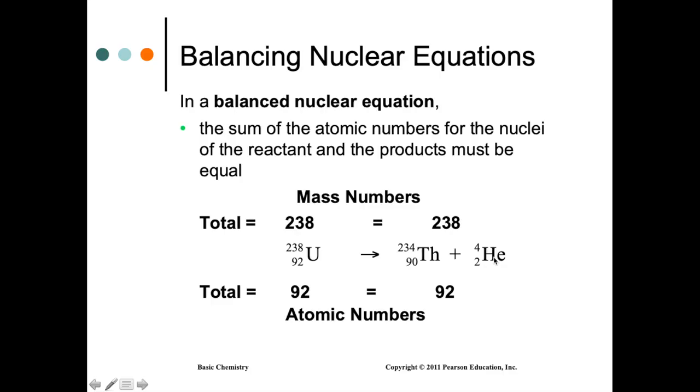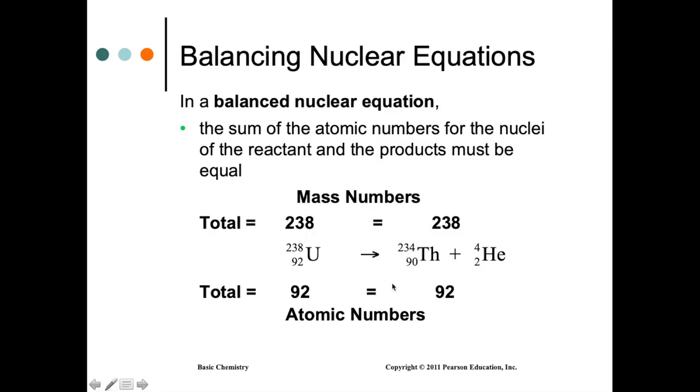Now, see what I mean by the balancing aspect of it. If we take the mass number 234 of thorium and the mass number 4 of our alpha particle, 234 plus 4 is 238. That's what that adds up to on the right side of our arrow. On the left side of the arrow, we have the mass number of 238 for our uranium, and that's the only thing on the left-hand side of the equation, so that also totals 238. Notice that the mass numbers balance.